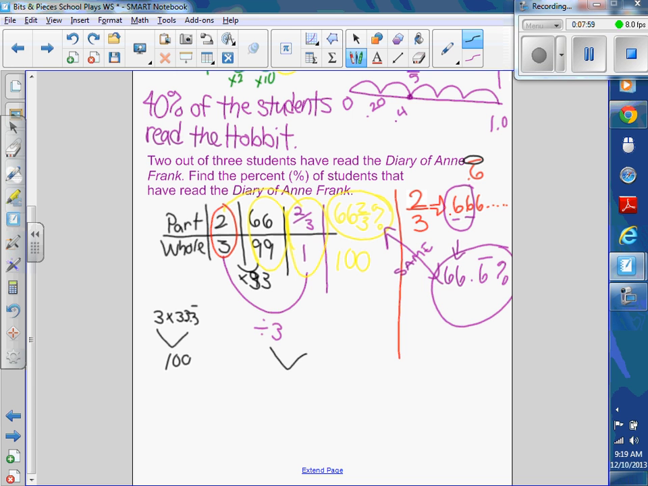And then when you multiply your 2 by 33.3 repeating, that's easier to believe that that's 66.6 repeating. Right? So your idea, it works. You can get there. Okay?